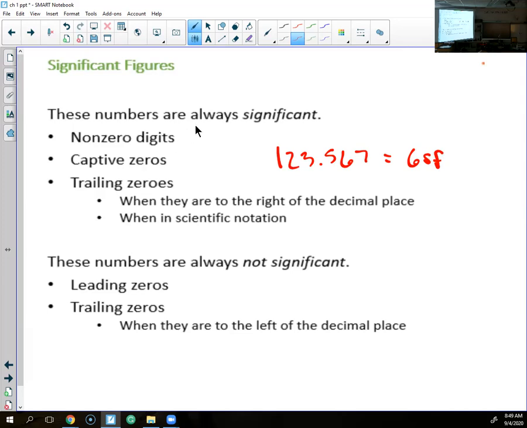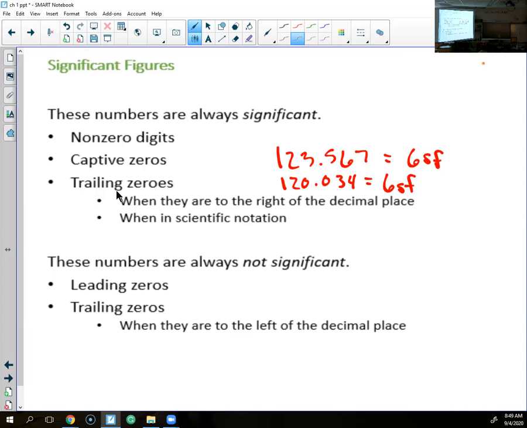Captive zeros are always significant. So let's say we had 120.034. Since these are captive, it means trapped between two non-zeros, they are also significant.